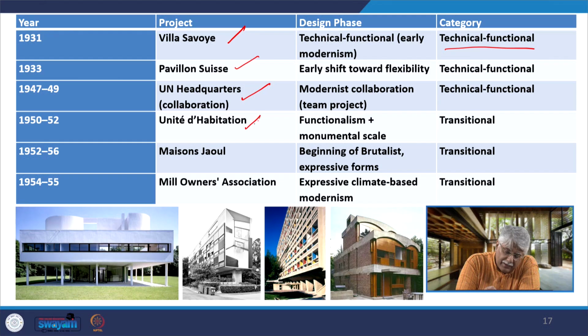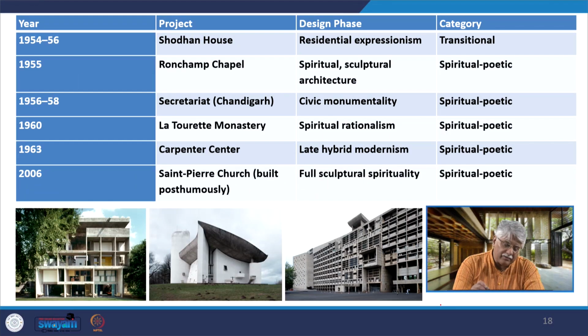Then you have the Unité d'Habitation, which was more functional on a monumental scale and definitely a project under brutalism. Maison Jaoul, which we will talk about, Millowners' Association building in Ahmedabad, all of them built around brutalism. Shodhan House, Ronchamp Chapel, Secretariat building in Chandigarh, Monastery La Tourette, Carpenter Center in America, Saint-Pierre Church built posthumously. So in many of these projects in the later years of his life, there was a spiritual, poetic content in them.